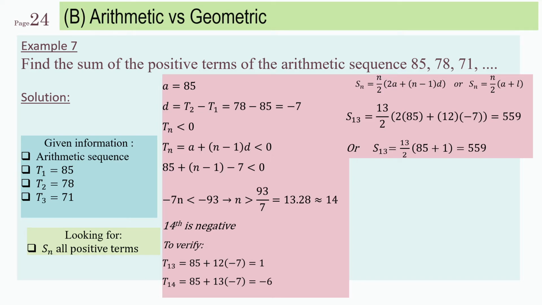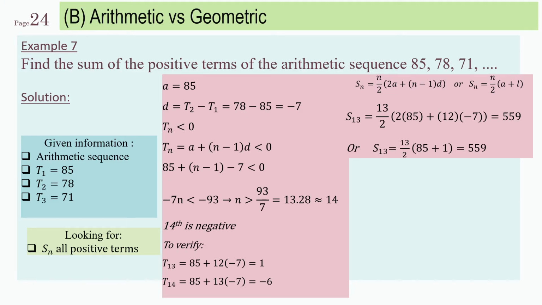But if you notice, 85, 78, 71, so the sequence is decreasing. So there is a chance that this sequence is going to go negative. Since we are only interested in the positive terms, on the other hand, we are looking for our last positive or our first negative.